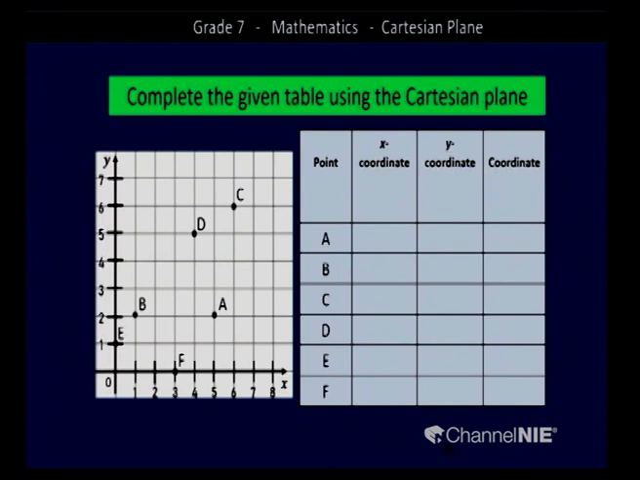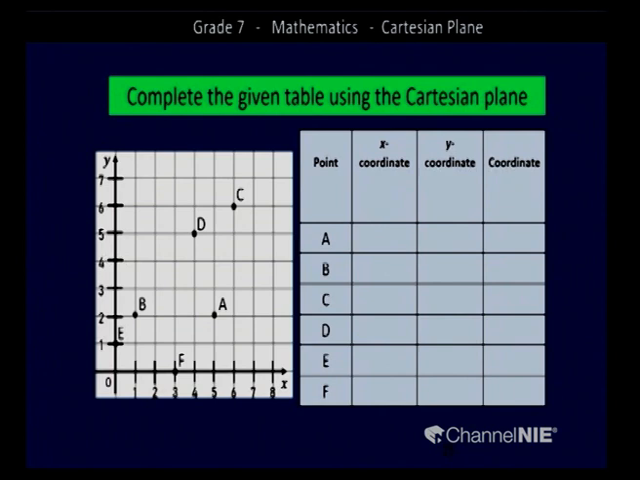Right. Now, it is the time for you to check whether you have studied the lesson properly or not. Here, I have given you a Cartesian plane. I have marked some points on the Cartesian plane, and on the right hand side, I have given you a table. Now, you have to take the marked points one by one, and you have to write the x coordinates, y coordinates, and the coordinates of these points separately. So, I want you to do this before me and check whether your table is the same as mine.